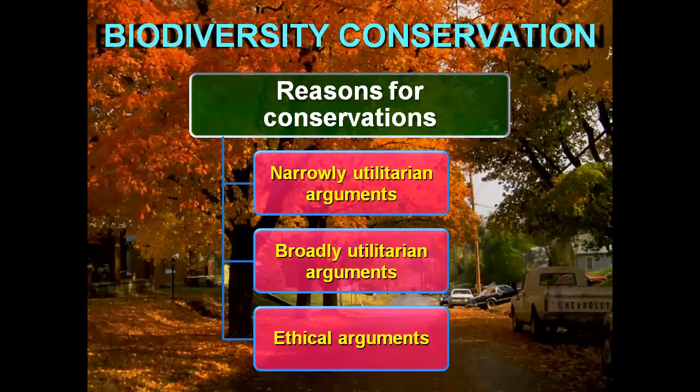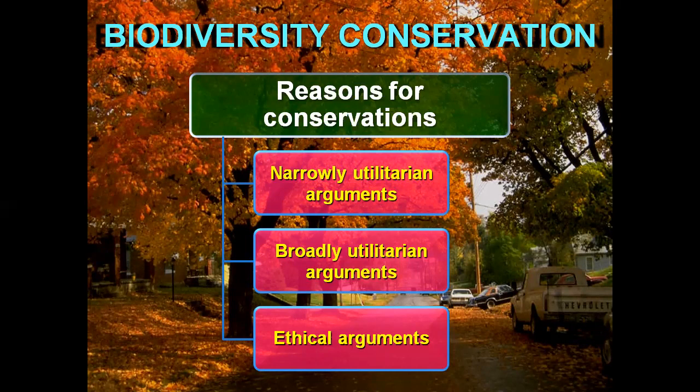So, biodiversity conservation. How do we conserve? This is the third part. First we discussed the importance of biodiversity and where biodiversity is found. Next we discussed what is happening to biodiversity. Now in the third part we come to know what to do, and why we should protect this particular area, biodiversity conservation. We have three arguments: the narrowly utilitarian argument, the broadly utilitarian argument, and the ethical argument.